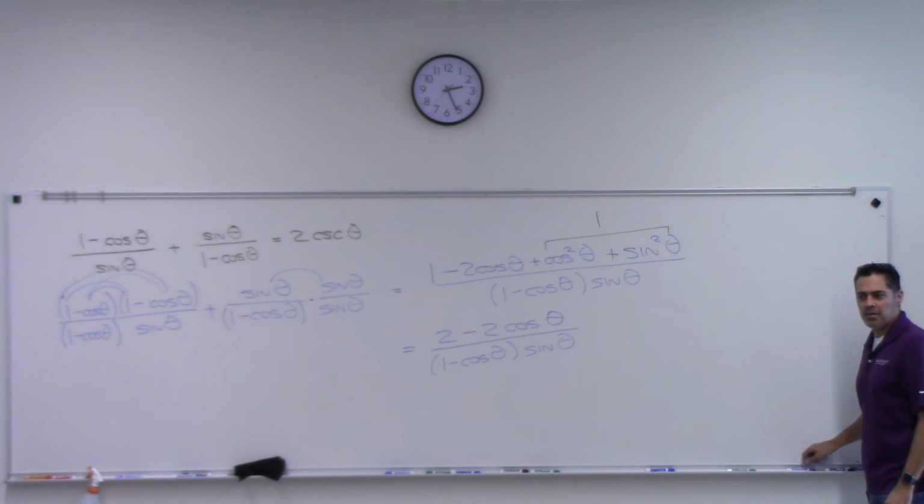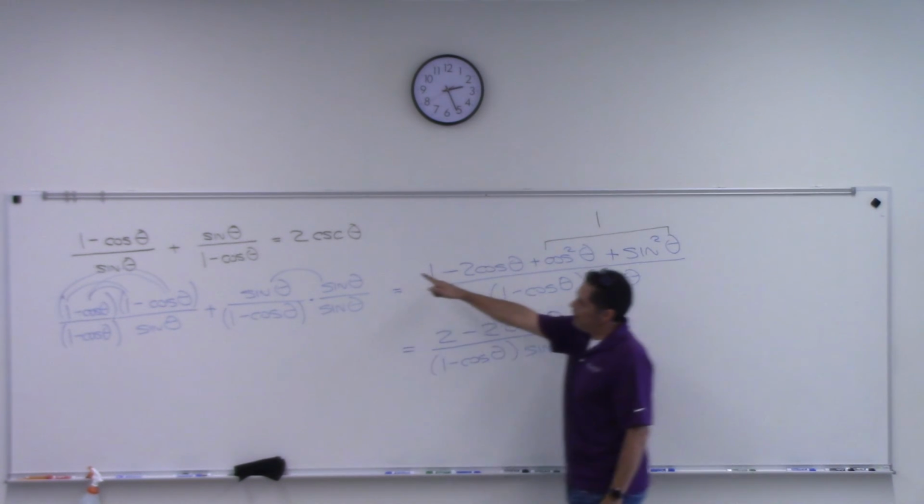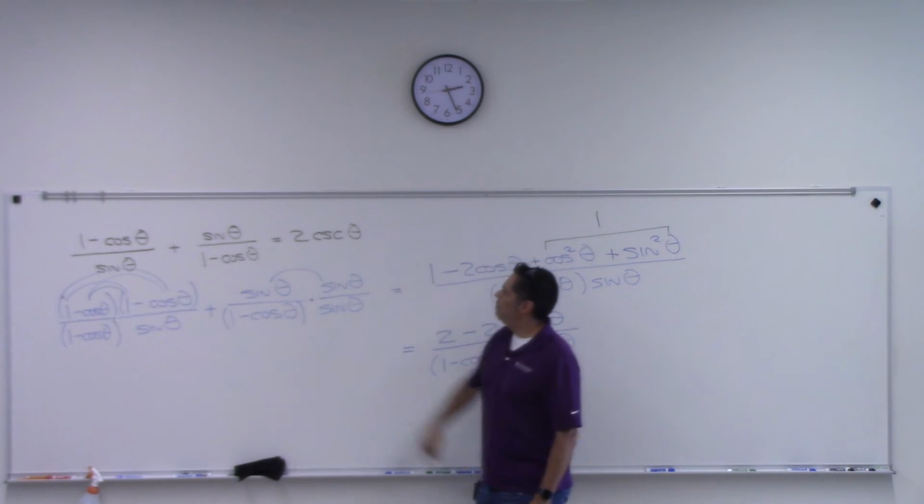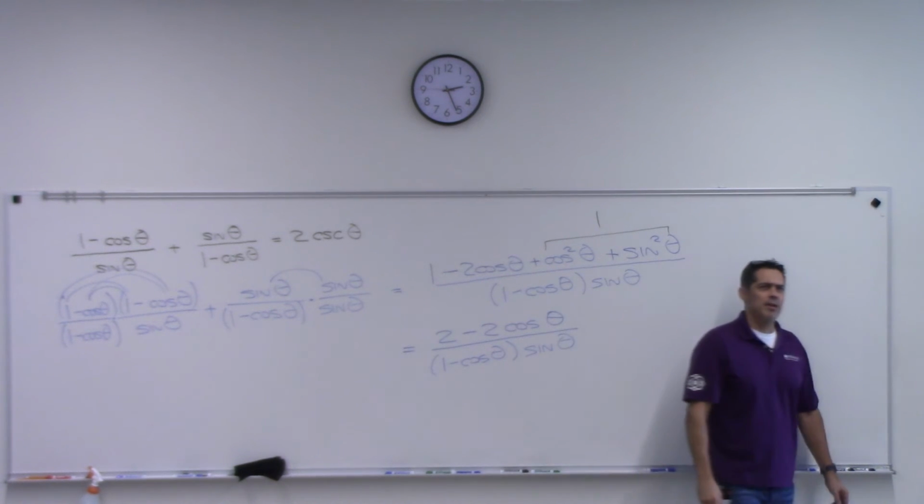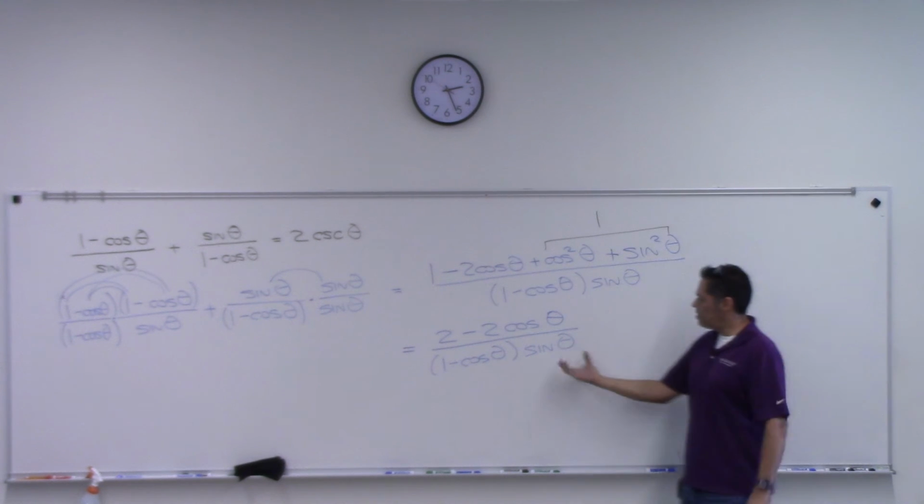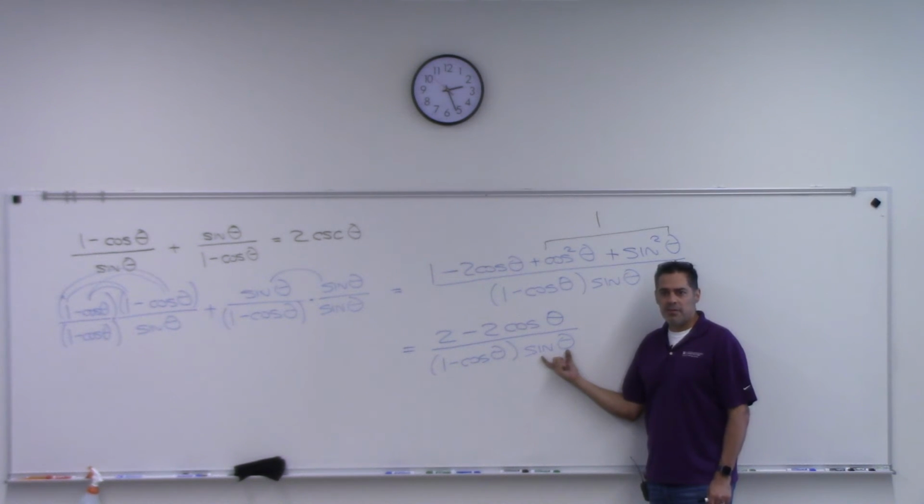Look where we're trying to get to. You see a 2 here? That's good. I see a 2 over here as well. But that cosecant, what is cosecant for real? 1 over sine, right? Here's sine right here by itself. So somehow all this other crazy stuff needs to go away.